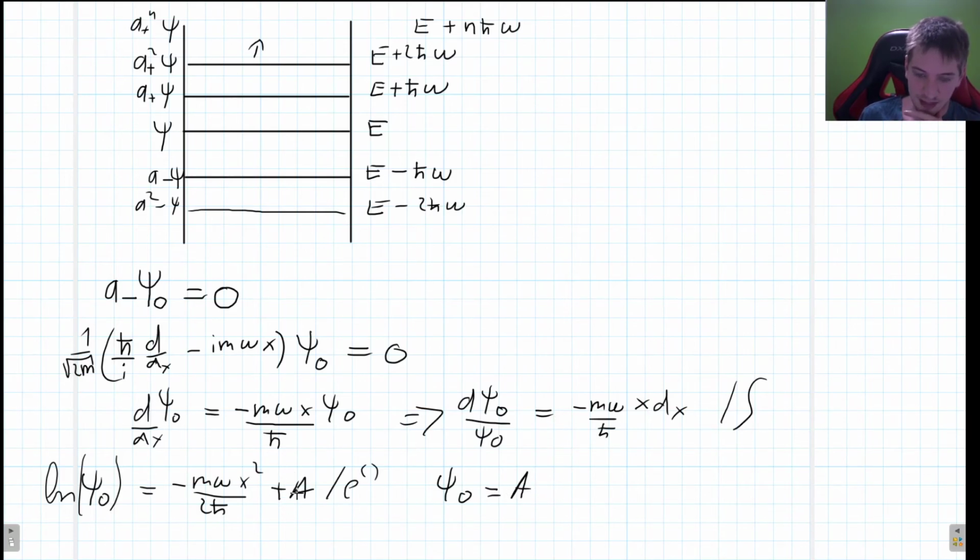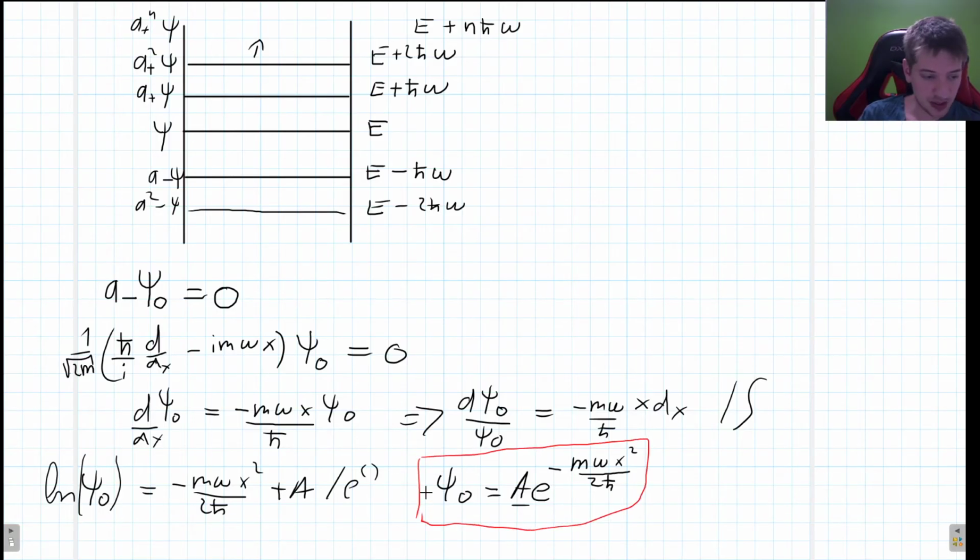I'm going to call it a again, but it's just some constant. Don't think it's the same as this one, but anyways, it's just a constant times e to the minus m omega x squared divided by 2 h bar. And this is it. Well, this a is just a normalization constant. We have to find it by normalizing, and we will do that in some other video, not this one, because I'm already going very long. I didn't want to go this long. But this is the ground state of the quantum harmonic oscillator.